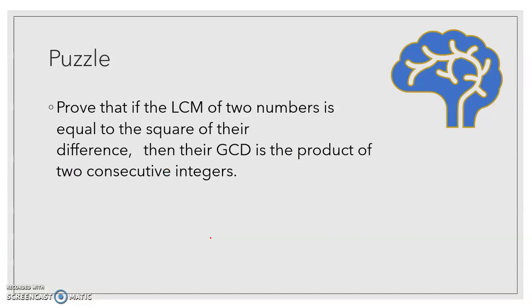Now you have one puzzle. As you know how to calculate LCM, here is the puzzle for you. Prove that if the LCM of two numbers is equal to the square of their difference, please read once again, then their GCD is the product of two consecutive integers. This you need to prove, and please try to solve this example and write in the comment section whatever answer you get and how you solved it.